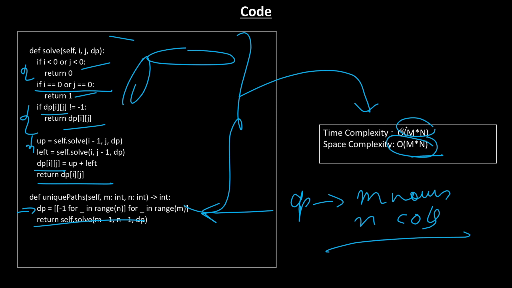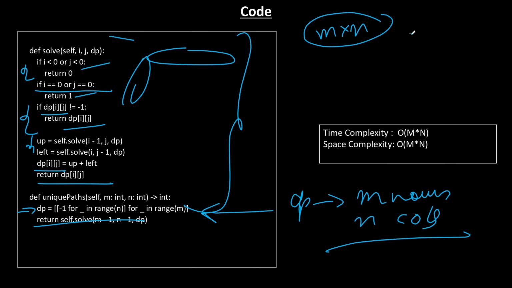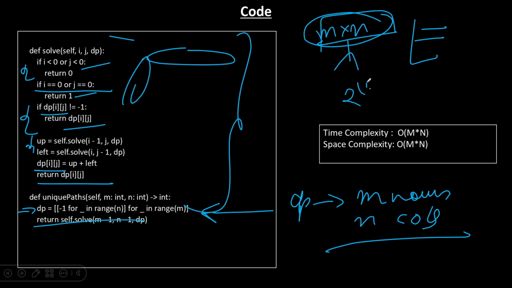Now, why is time complexity m cross n? Because we are traversing a grid. Very simple. Because you're traversing an m cross n grid, and to traverse an m cross n grid and see all possible paths, we require m cross n time complexity. But it is much lesser than 2 to the power m cross n time complexity. I hope you understood the code explanation. Now let's move to the next slide.